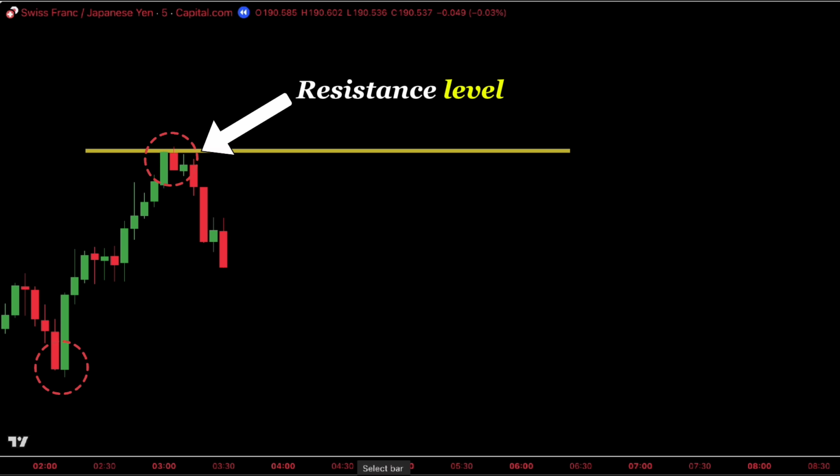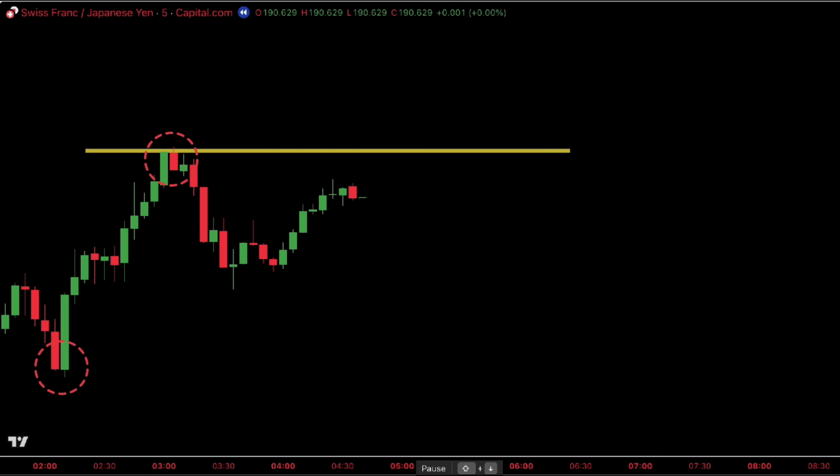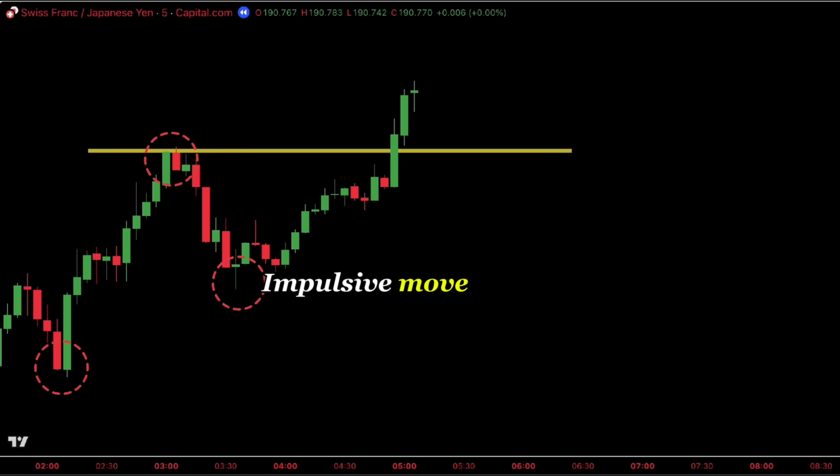Now look at what happens next. The market starts moving up again with strength, creating another impulsive move. But this time, something important happens. Price breaks above the resistance level. This is a key moment in market structure, because once resistance is broken, it does not remain resistance anymore. It turns into support. The reason behind this is simple.